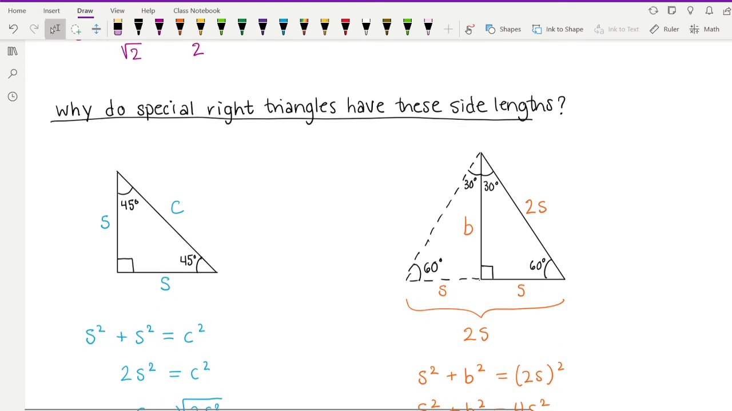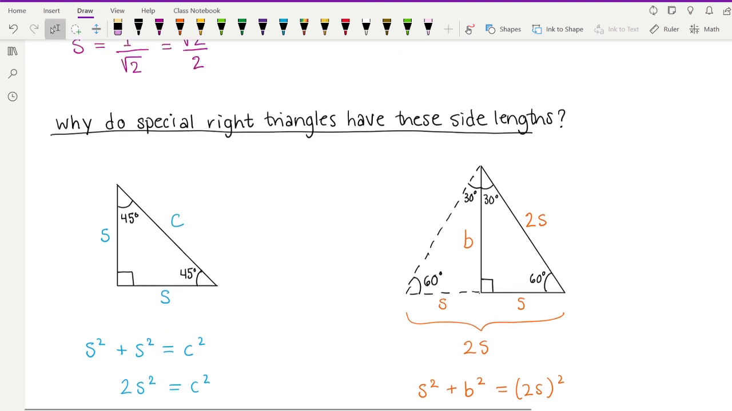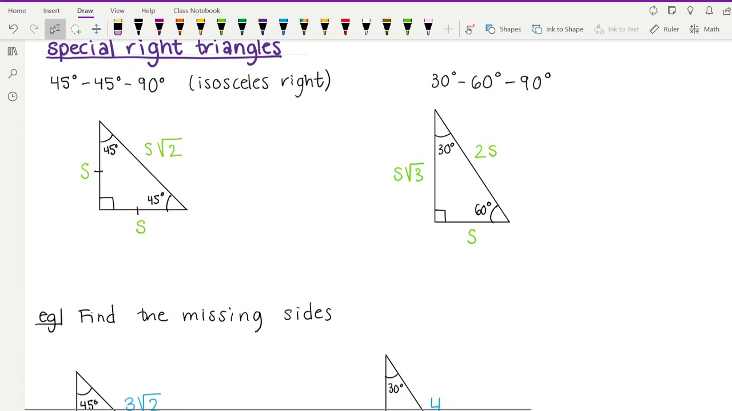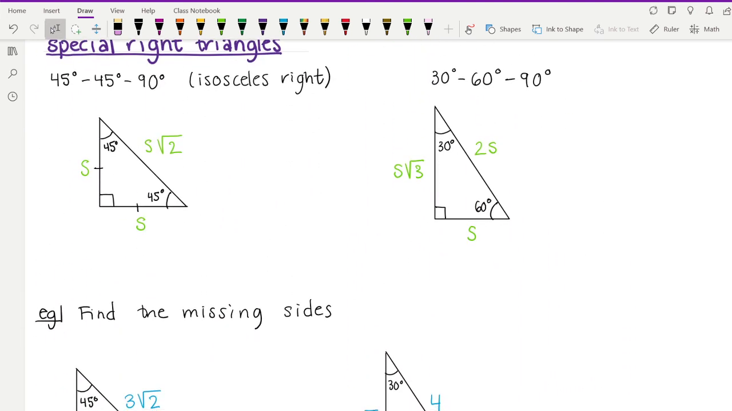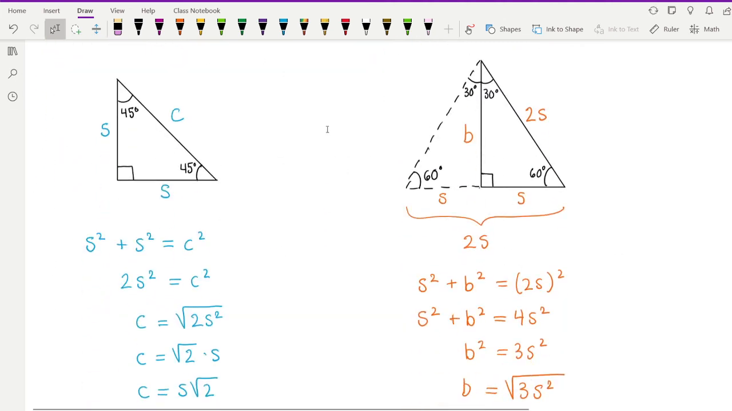So if you found this part that I just did a little confusing, that's okay. I would love for you to understand it, but at the end of the day, you really just need to know these relationships here. So if it doesn't bother you to not understand where it came from, that's okay. You can just kind of memorize them. But if you ever forget them, you can always go back to this proof and use it to re-figure out what those side lengths are.